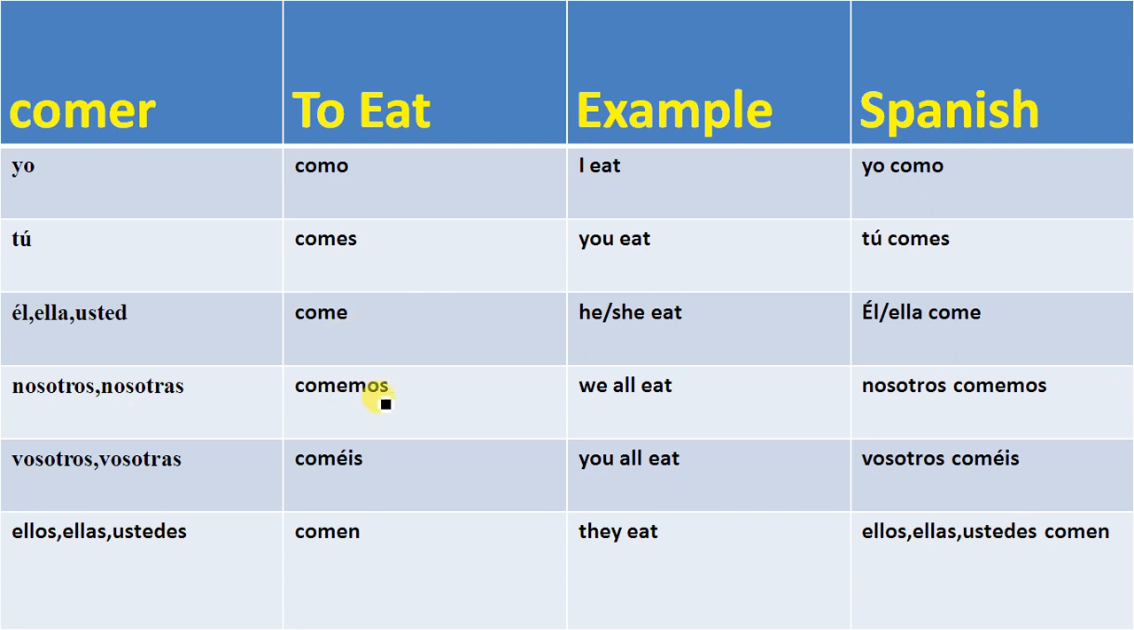Now comemos, we all eat, or we can say we eat. So you know the comemos form is used with nosotros. So you will say nosotros comemos. Okay, in the same way you will say vosotros coméis for you all eat, and if you want to say they eat, then you say ellos comen, or you can say ellas comen, or ustedes comen. Ustedes also means they, but in the plural form.